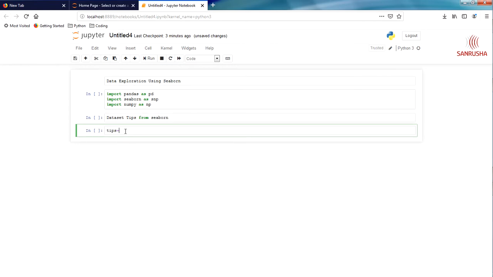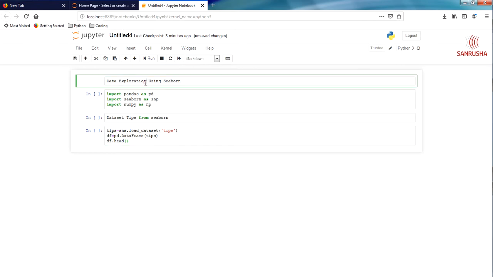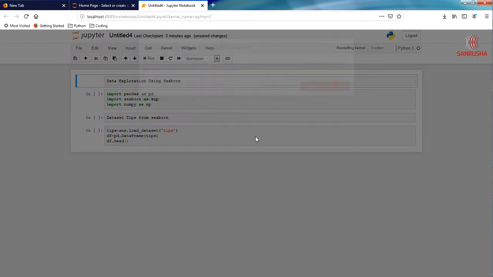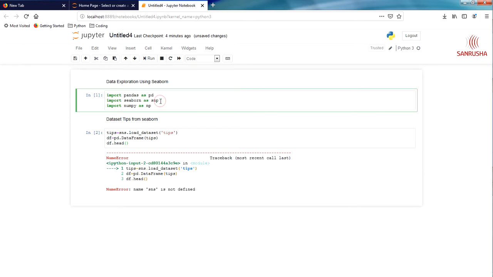Let's say tips equals sns dot load_dataset, and the dataset name is tips. And next we are going to create a pandas data frame for this dataset. This you already know, data frame, and we'll put tips here. And let us see the first few rows of the data. We are good to go. So far so good. Okay, let's run it. SNS, oh yep, this should be SNS.